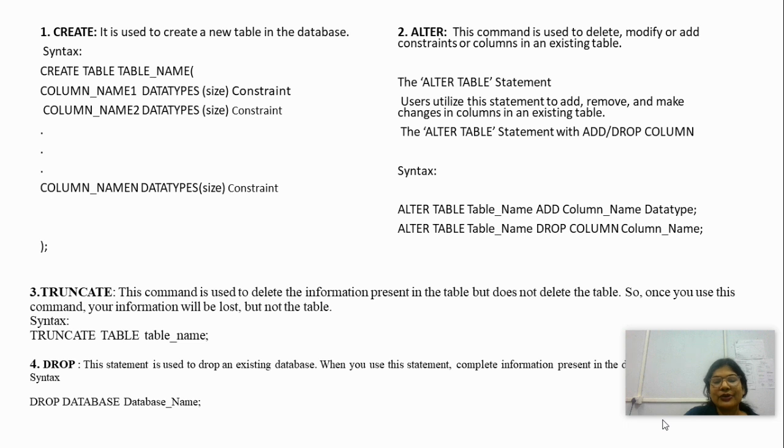This command is used to delete the information present in the table but doesn't delete the table. So once you use this command, your information will be lost but not the table. So what is the syntax for it? TRUNCATE TABLE and the table name. Always remember this: once you use this command, the information will be lost, but not the table structure.